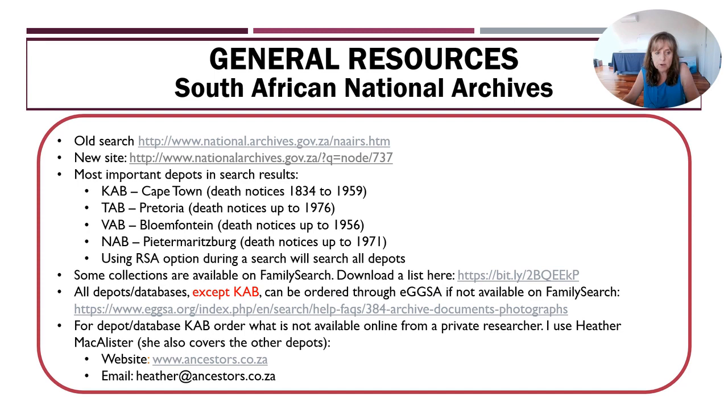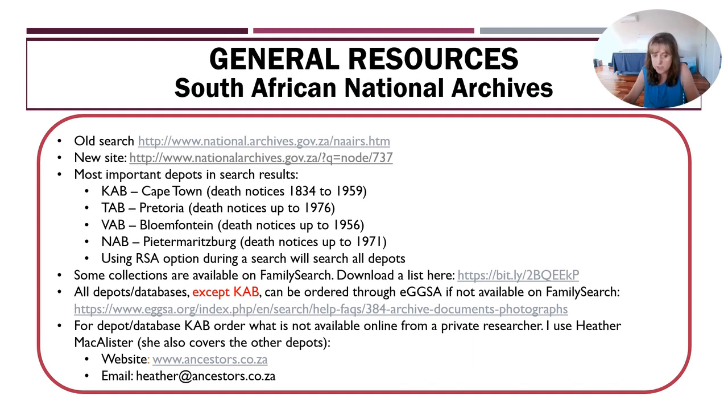So you will find that depot KAB is Cape Town, and the index contains death notices from 1834 to 1959 for Cape Town. And TAB is Pretoria or Transvaal, and the index contains death notices up to 1976. VAB is Bloemfontein or the Orange Free State, and the index contains death notices up to 1956. NIB is Pietermaritzburg, and death notices up to 1971 is recorded in the index. You can also use the RSA option during a search, which will search all depots.